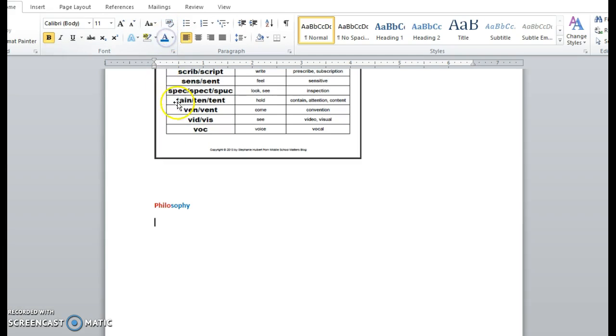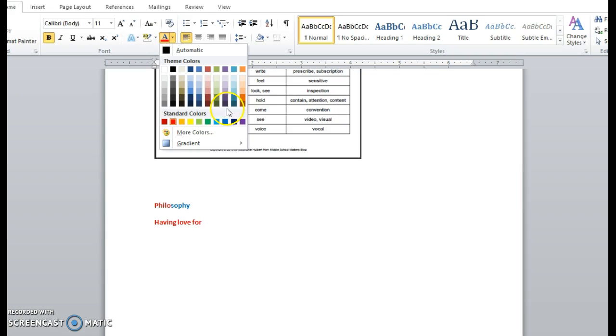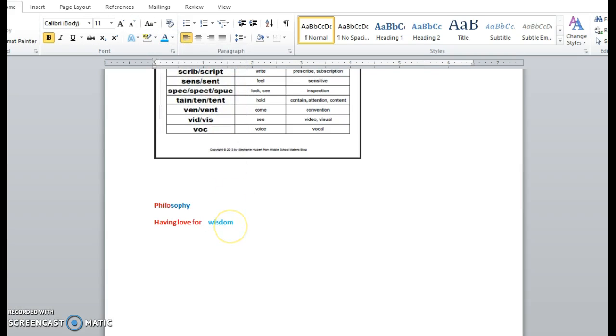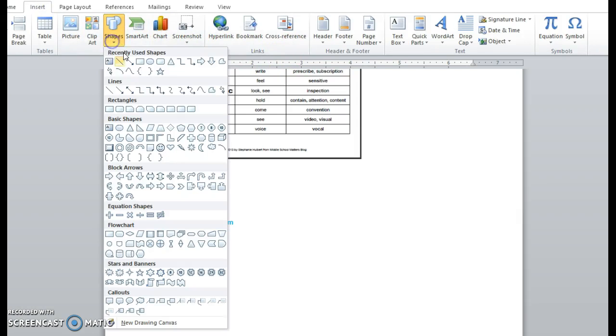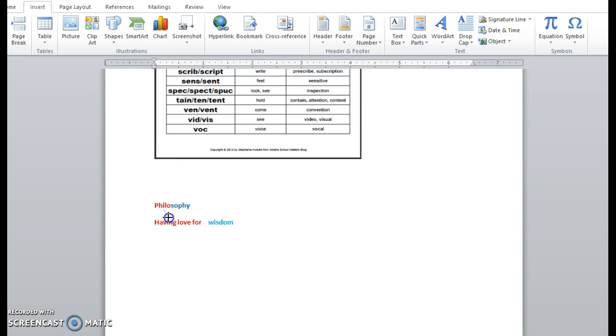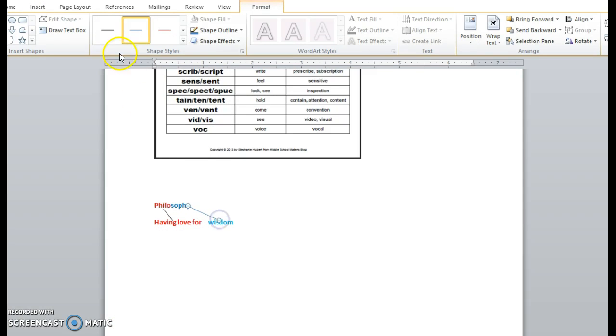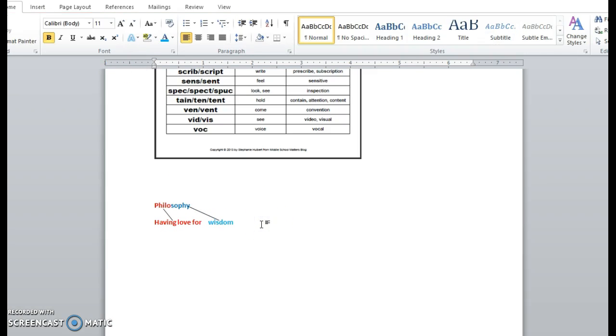Now, I know from my chart that philo right here means having love for. Now, I also have this blue part, and this blue part comes from the word Sophia, actually, which means wisdom. Okay, so now I'm going to insert a line to show the connection. So I'm going to draw one right there. I'm going to do one more for the blue. Alright, so now I have broken up my words. I've done it color code, so like I said, you can use a highlighter, underline, or circle your different parts.